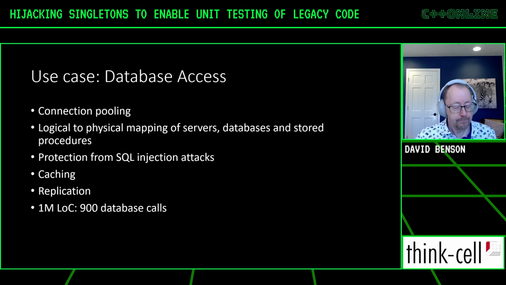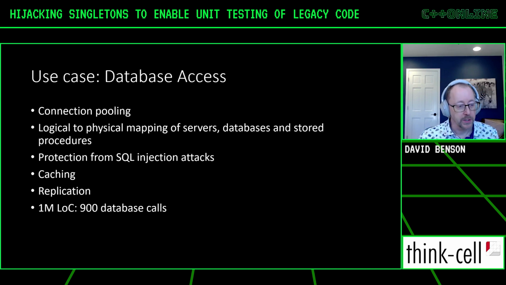Database access. You're probably going to do various things like connection pooling because often database access is relatively slow and expensive to open. You might want to have some bound on connections, to not overwhelm your database. You might have a logical to physical mapping of servers, databases, and stored procedures to allow you to control where those are and adjust resources independently of your code. Perhaps protection from SQL injection attacks. We don't want to drop little Bobby Tables. You might do some caching. We put it in our SQL layer, so it's harder to abuse your database, and perhaps some vendor agnostic replication.